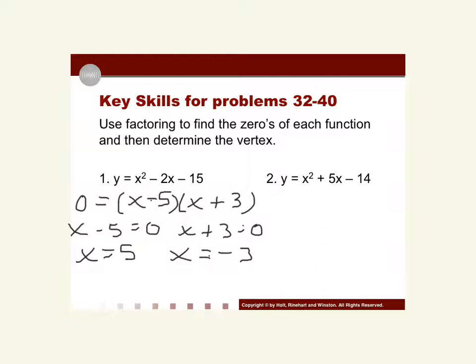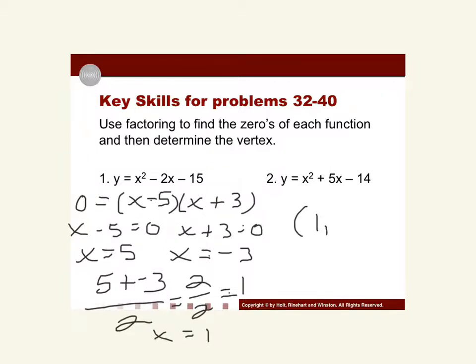Again, if those are my two zeros, then my line of symmetry has to lie halfway between them. So I add those and divide by 2, which gives me 2 divided by 2, for a positive 1. So my x must equal 1. Now I find the y coordinate that pairs with it by substituting it back into the original. So I have 1 squared minus 2 times 1 minus 15. 1 squared is 1, minus 2, minus 15. So 1 comma negative 16 would be my vertex for that.